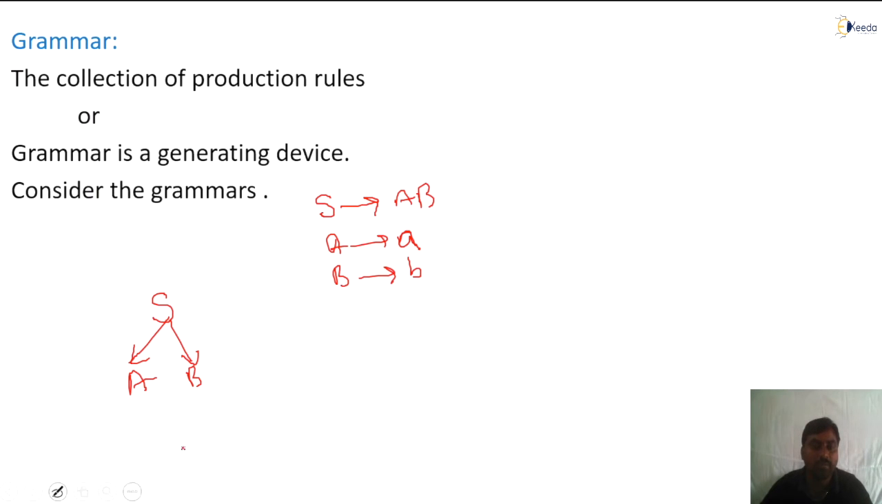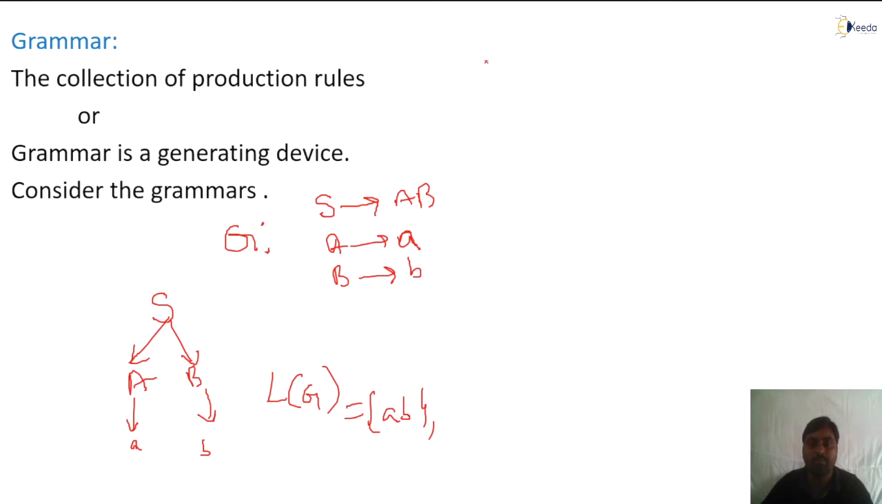Now see, in this production, A alone is deriving what? a. This B is deriving b. So now understand the language of this grammar. Suppose G is a grammar, if I take the language of the grammar, it is generating what? ab. This ab is generated.